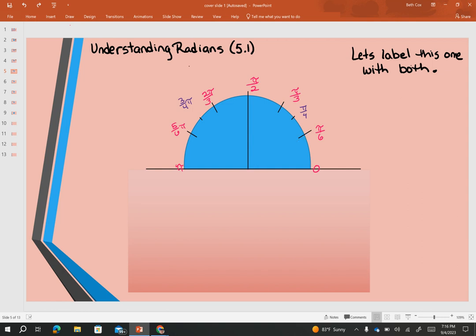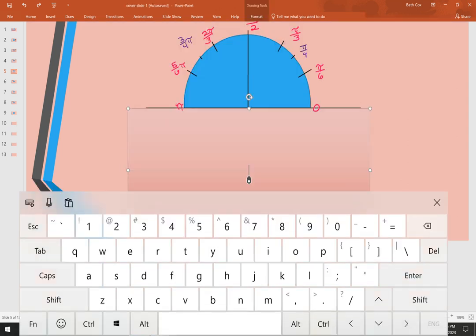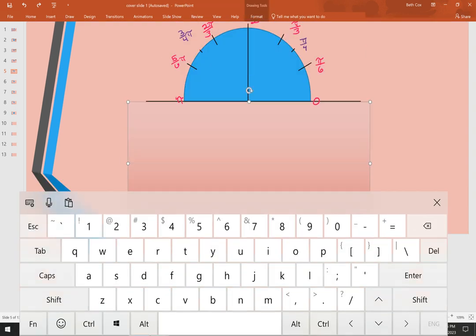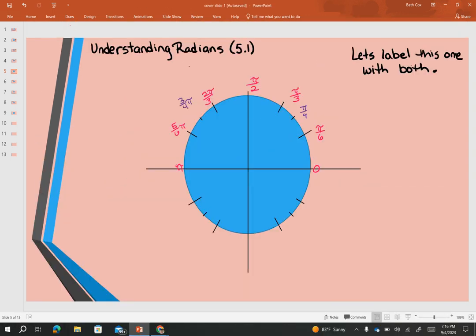Now, we're going to want to keep going around our circle. Absolutely want to keep going around our circle. So, we're going to remove this, and we're going to keep going around our circle.